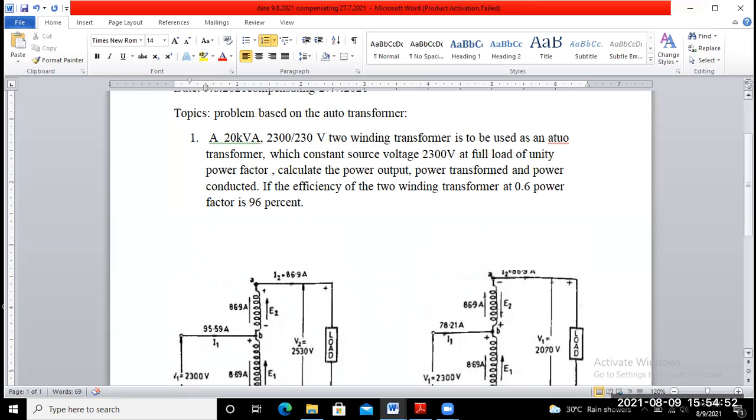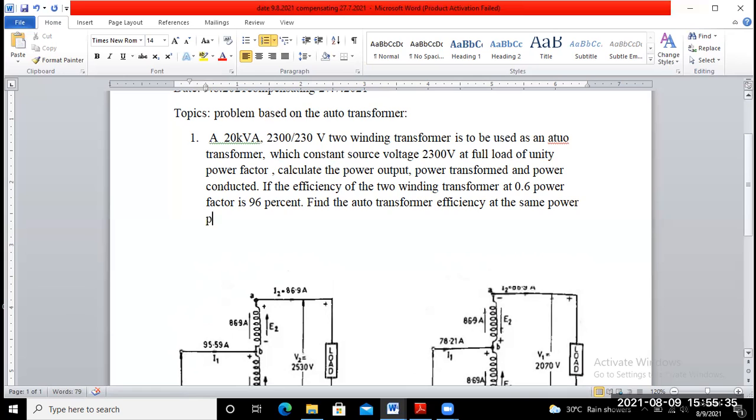find the auto transformer efficiency at the same power factor.